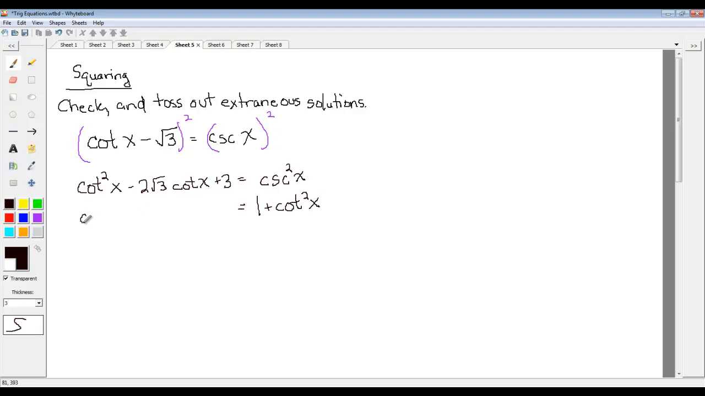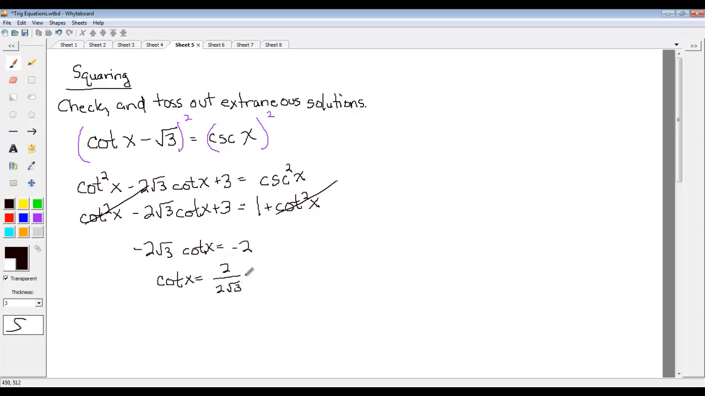And that's going to be useful, because if I have a cotangent squared x term on both sides, I can subtract, and basically those are gone. Subtract 3 from both sides, and I get negative 2 square roots of 3 cotangent x equals negative 2. And divide, I get cotangent x equals 2 over 2 square roots of 3, or 1 over the square root of 3.